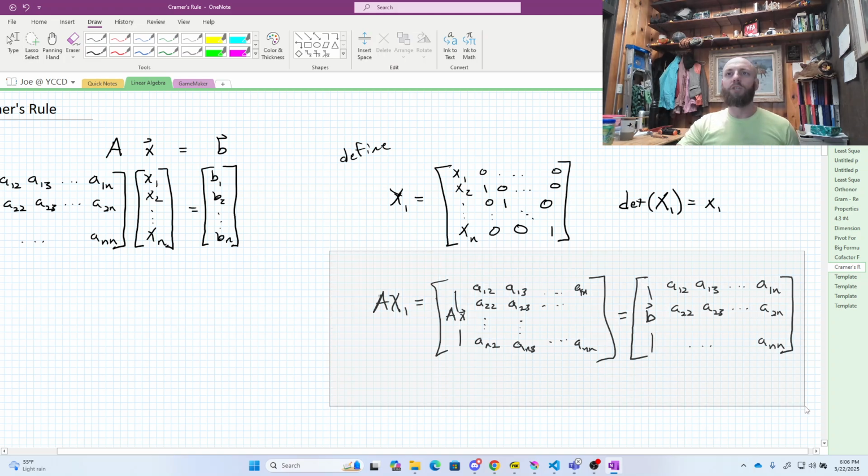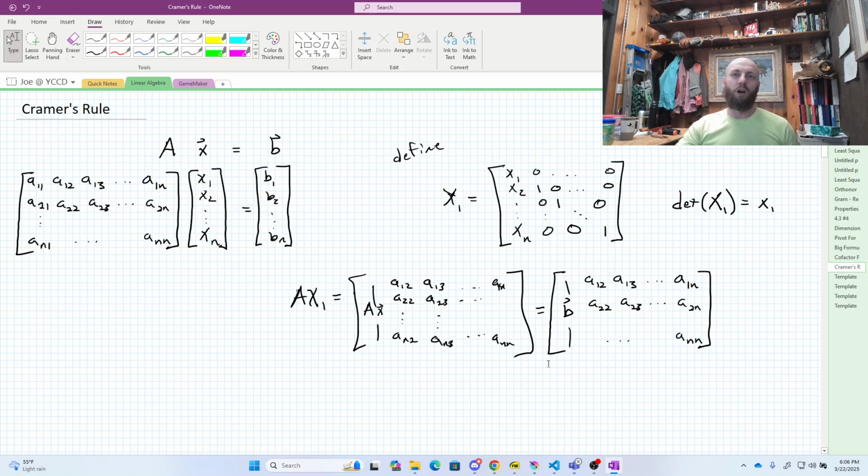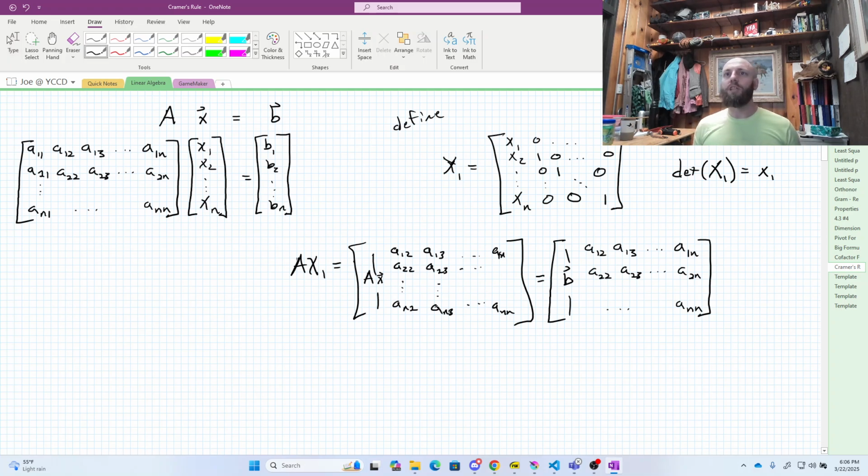So when I do A times x1, I just get A, but with the first column subbed out for B. So I'm going to call this matrix B1. And then I'm going to notice that I know a rule about determinants. I know that the determinant of a product, A times x1, is the determinant of A times the determinant of x1, which is little x1. And that this is actually equal to the determinant of this new matrix B1.